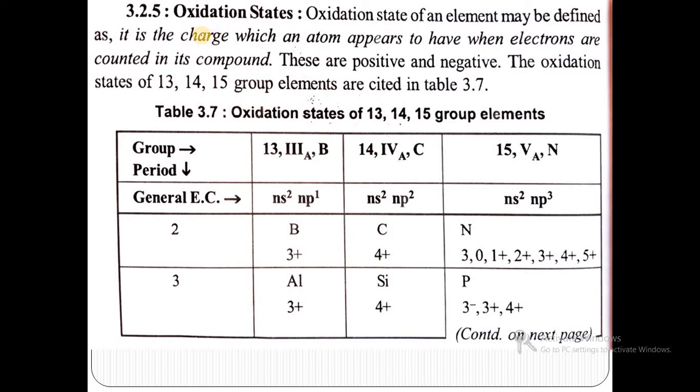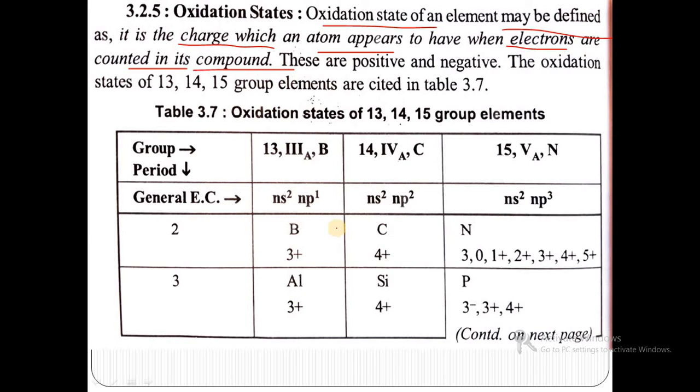Now the most important part, which you should remember: in multiple choice questions they will ask what is the oxidation state of boron, what is the oxidation state of nitrogen, such type of questions. The definition is only for understanding purposes. The oxidation state of an element may be defined as the charge which an atom appears to have when electrons are counted in its compound.